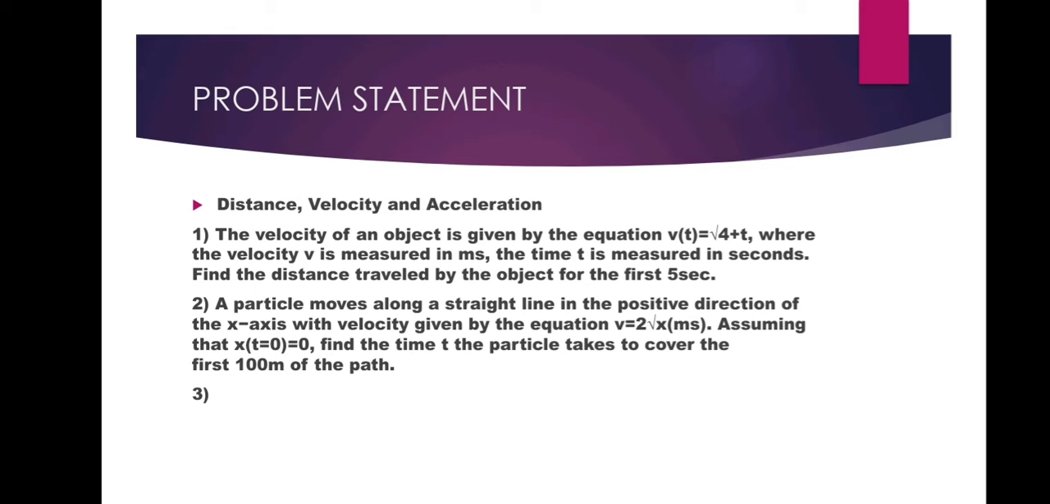Question 2. A particle moves along a straight line in the positive direction of the x-axis with velocity given by the equation v equal to 2 square root of x meter. Assuming that x(t) equal to 0, find the time t the particle takes to cover the first 100 meter of the path.